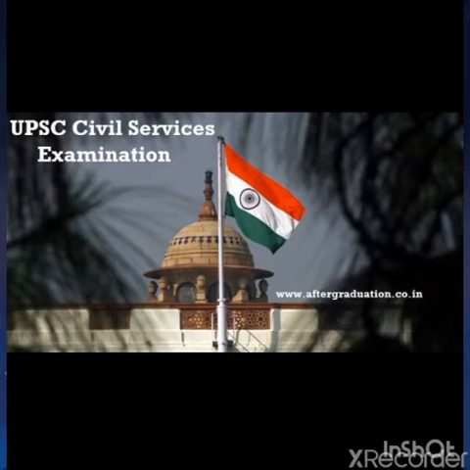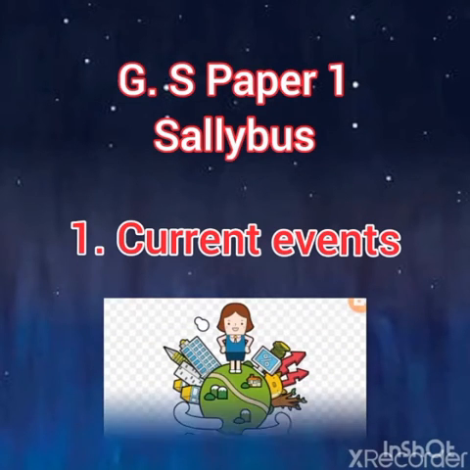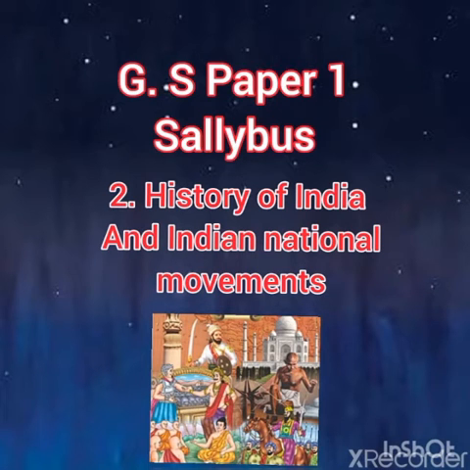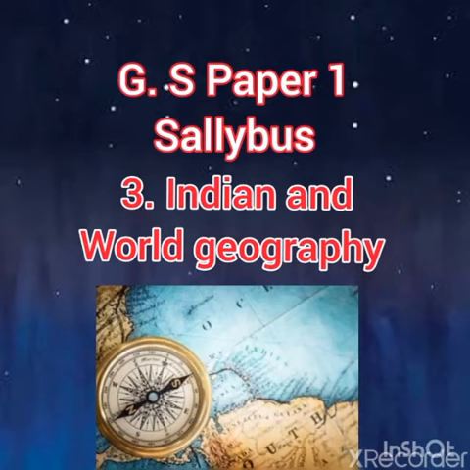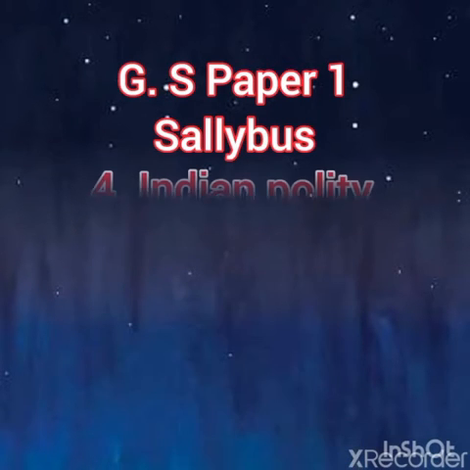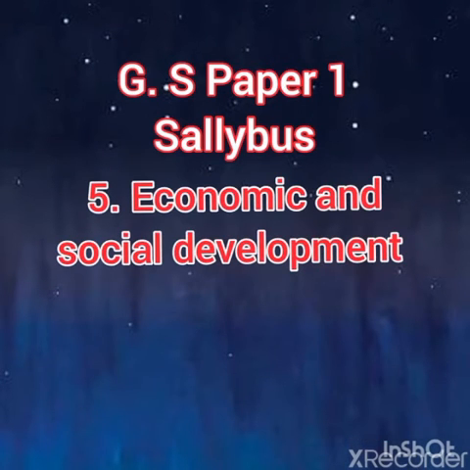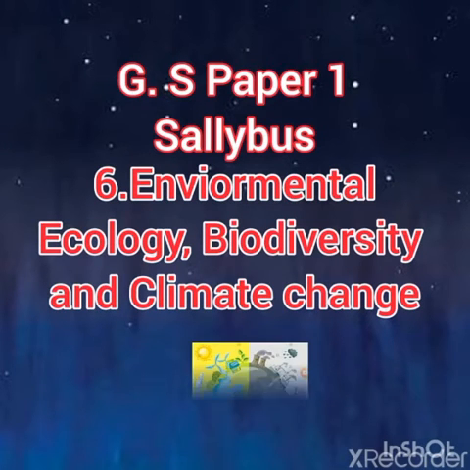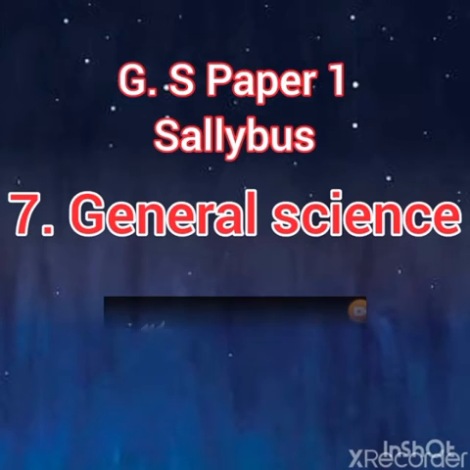Now, let us talk about the syllabus of GS paper 1. First, current events. Second, history of India and Indian national movements. Third, Indian and world geography. Fourth, Indian polity and governance. Fifth, economic and social development. Sixth, environmental ecology, biodiversity and climate change. Seventh, general science.